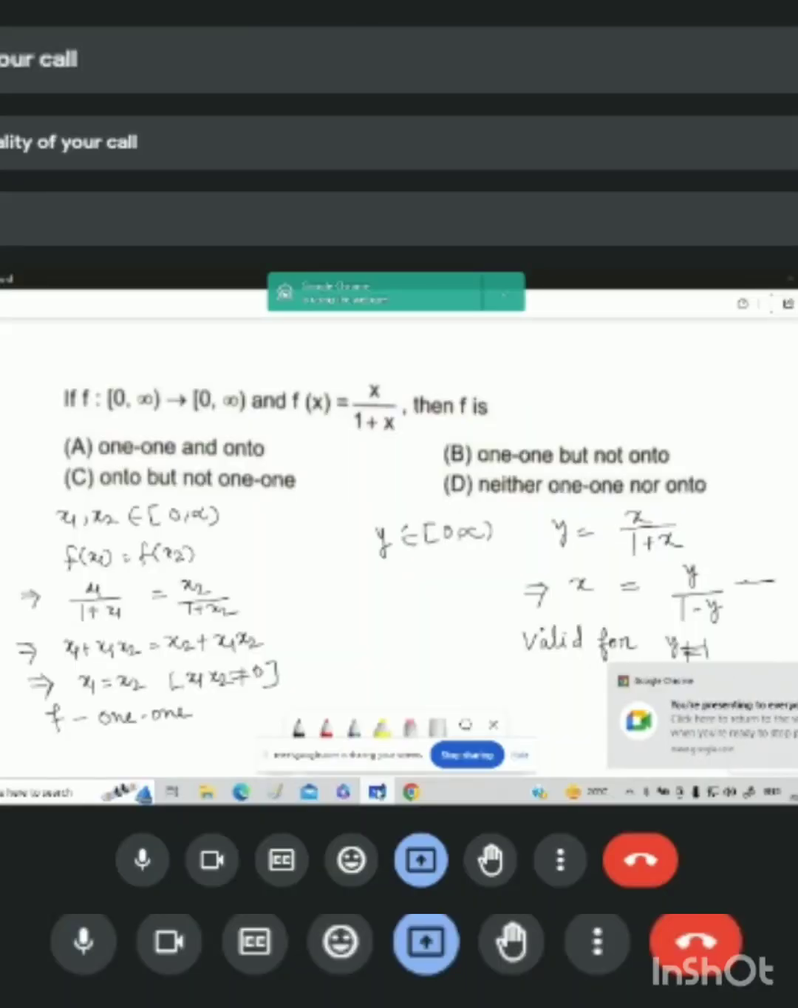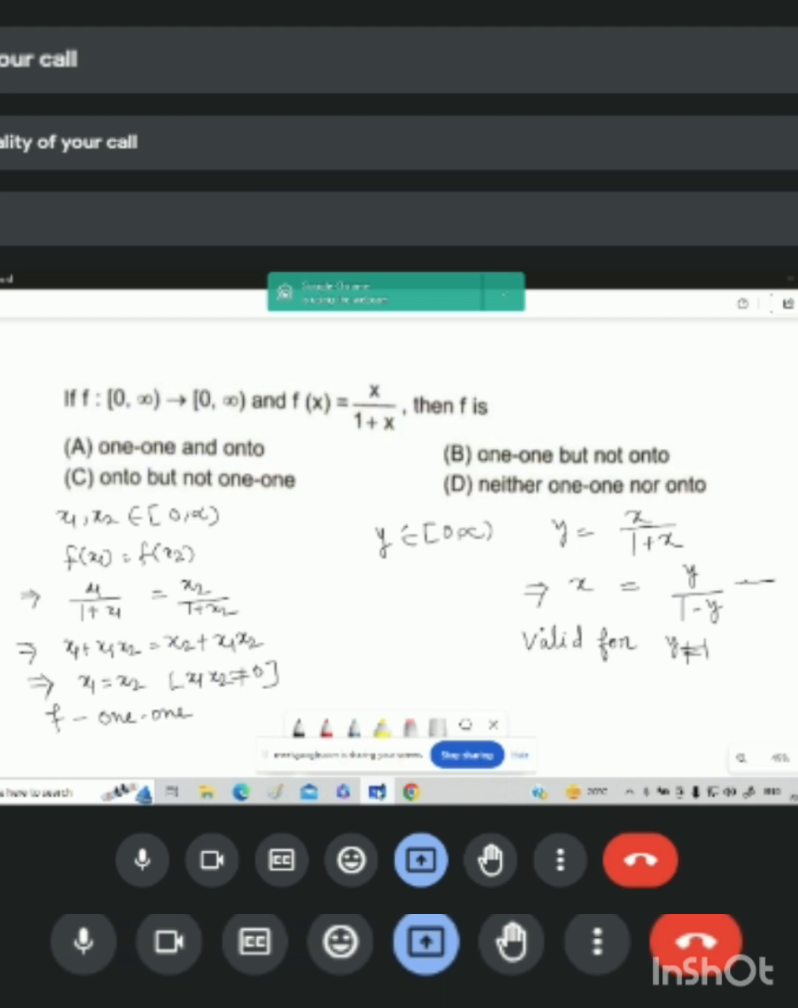Problem 1. f is a mapping from the interval 0 to infinity to the interval 0 to infinity, and f(x) has been defined as x divided by 1 plus x, and you have to find whether f is bijective or not.